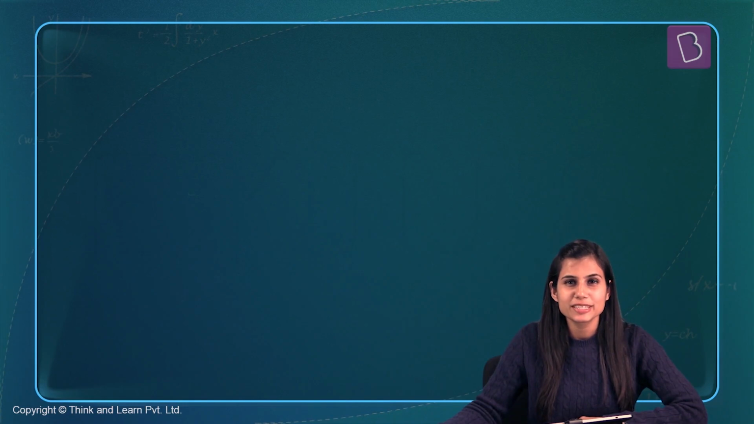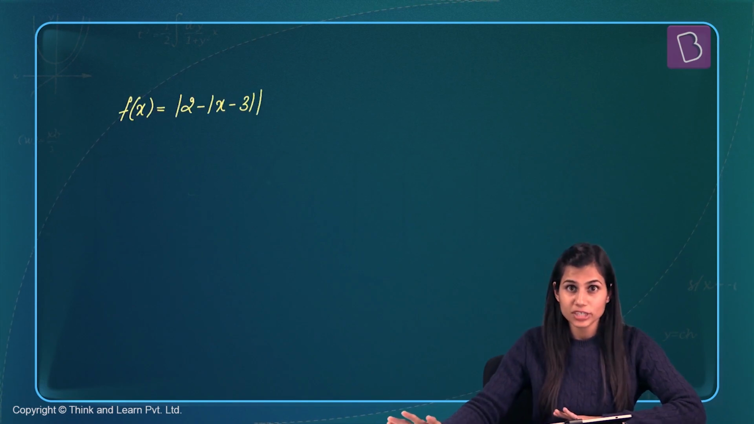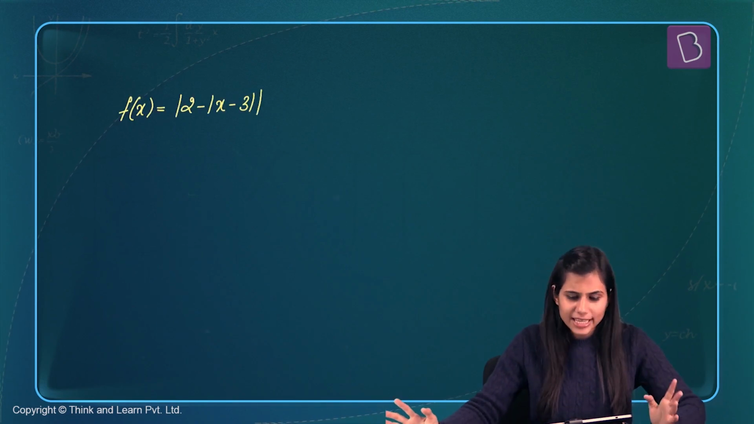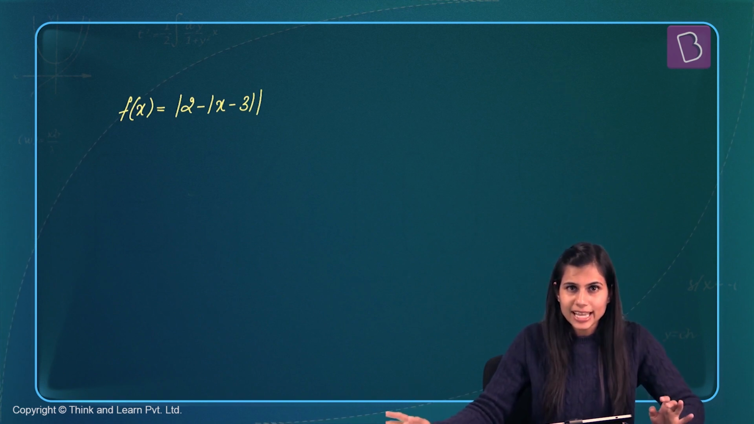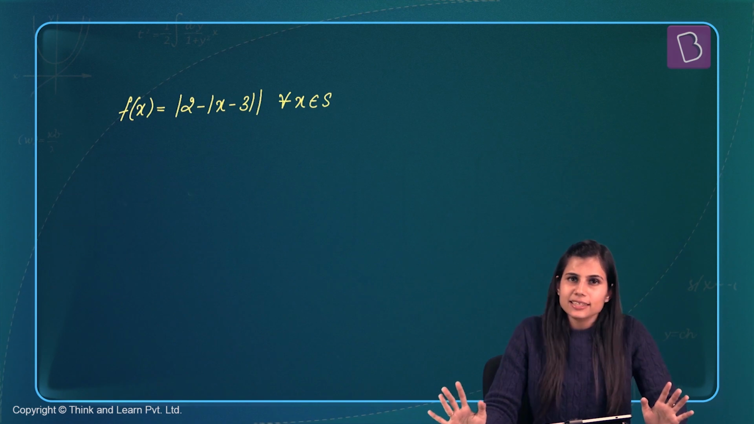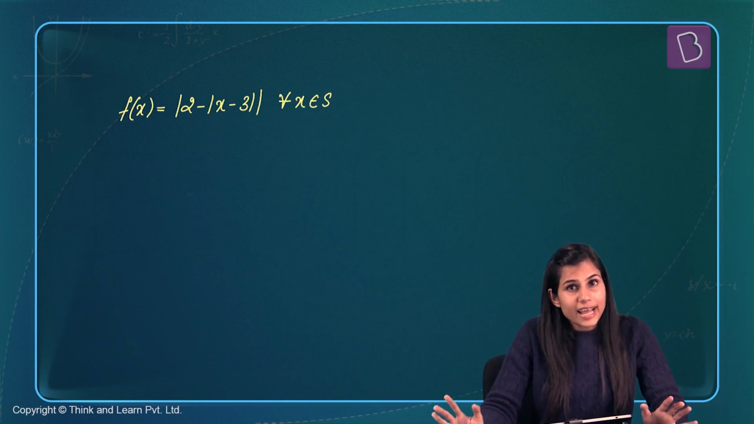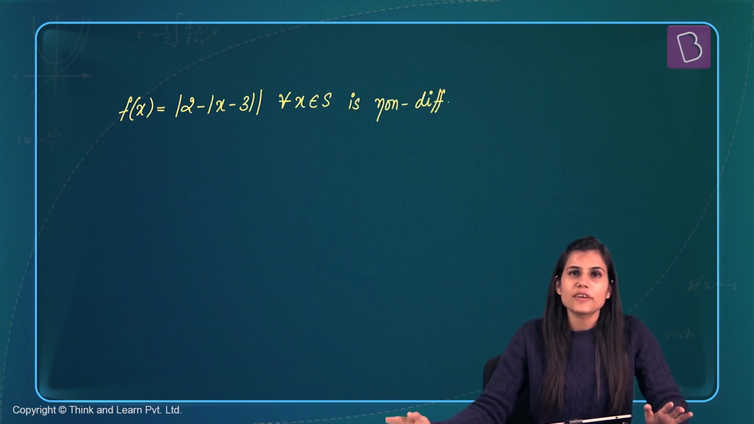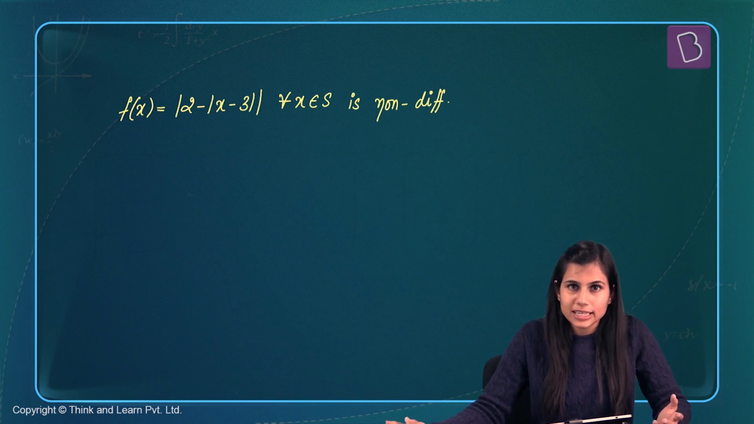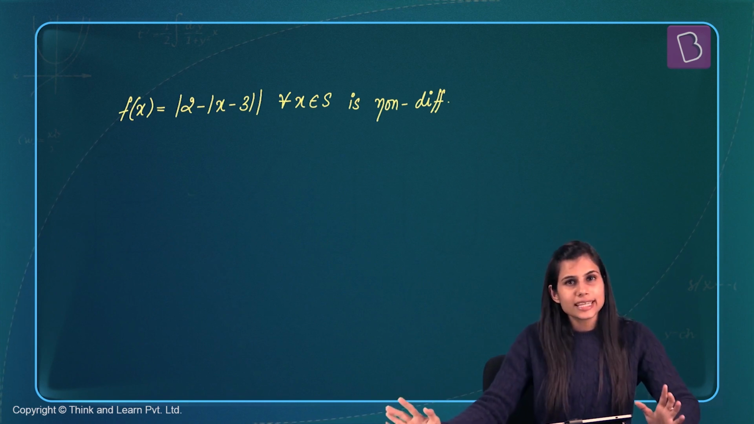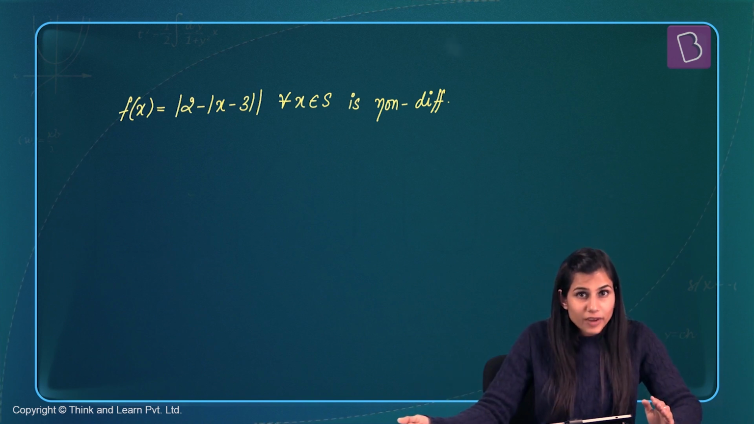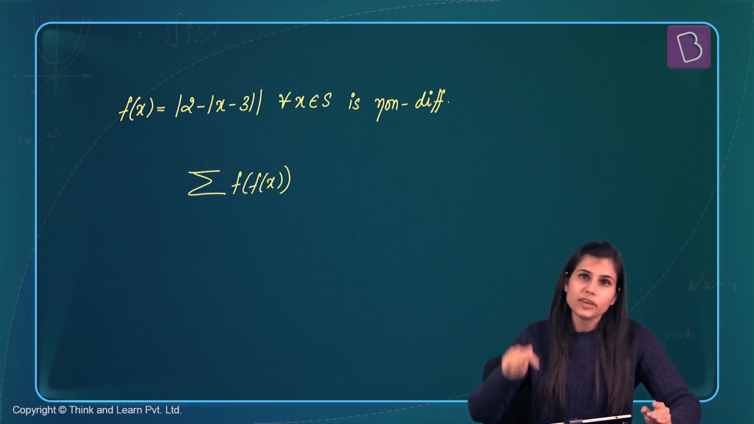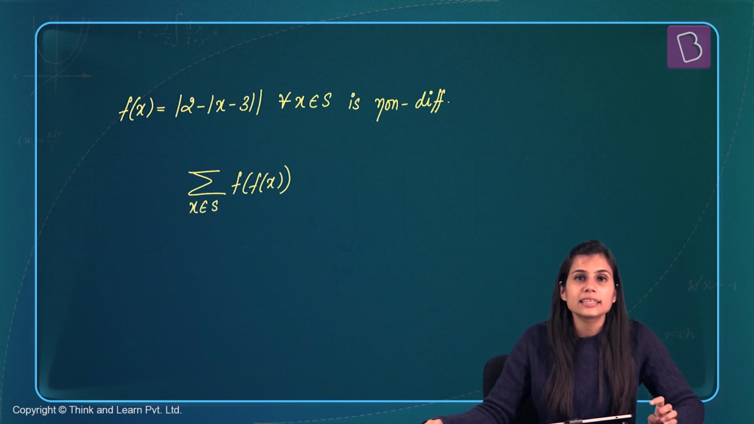Coming up next before you is this question, which is giving you a function f of x in terms of mod. It says f of x is equal to mod of 2 minus mod of x minus 3, and S is a set consisting of all those values of x for which this function f of x is non-differentiable. Once we've decoded what set S is, or what all elements S consists of, we have to find out the summation of f of x for every x sitting in the set S.